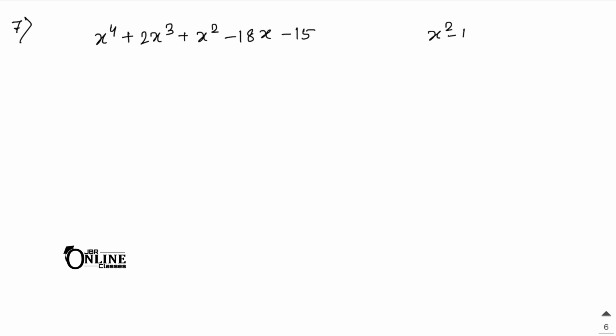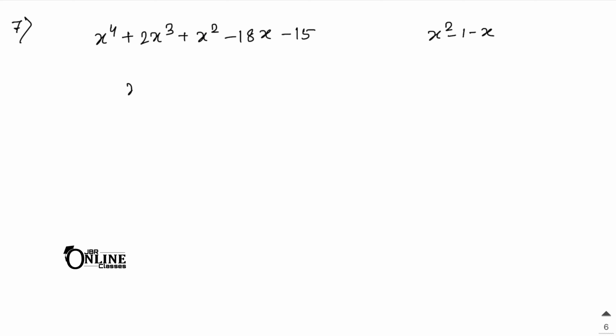So here in sum number 7, what should be subtracted from the polynomial x to the power 4 plus 2x cube plus x square minus 18x minus 15, so that the resulting polynomial is exactly divisible by x square minus 1 minus x. In that case, if you divide this one, then you will get a remainder, and that remainder will be your answer. Okay, that remainder will be your answer.